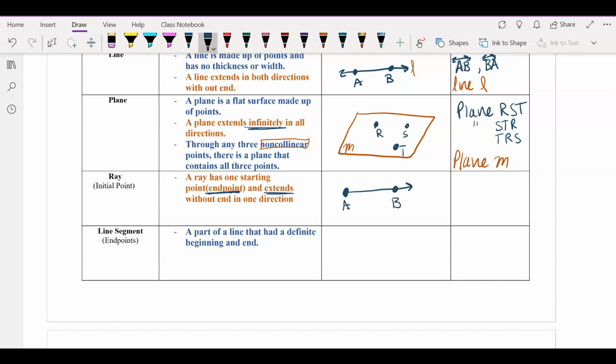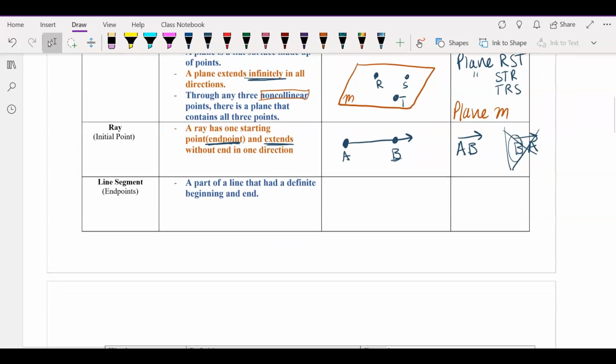Now, the most important thing about a ray is when you're writing the notation, the arrow will always go towards the right, but you cannot write it as BA with the arrow going in this way. You are then telling me that B is where the endpoint is, and B is not where the endpoint is. B is over here. So you cannot write it in that order.